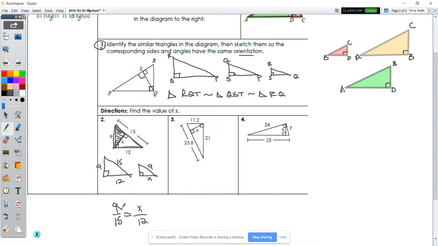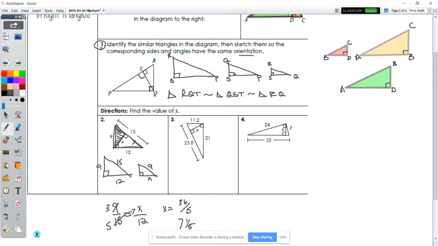You can cross multiply to solve. So I'm going to do the 9 times the 12 divided by 15 equals X. Sometimes it's good to simplify first. So for example, the 9 and the 15, I know 3 goes into both of those. So 3 times 12 is 36. 36 divided by 5 is going to be this side here. So X equals 36 divided by 5, which is 7 1/5.